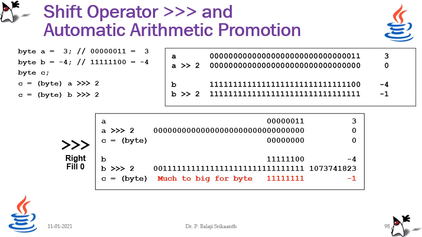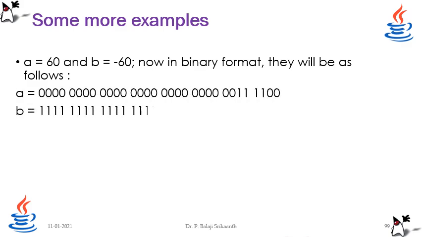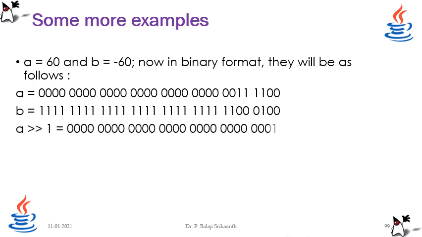And this is another example for the shift operator. And in this example, we also say that arithmetic promotion, or automatic arithmetic promotion, is happening. Okay, this is another additional example. When I shift it once, 1 0 is discarded. I am shifting it to the right, so 1 0 is discarded, and all the bits are shifted once.